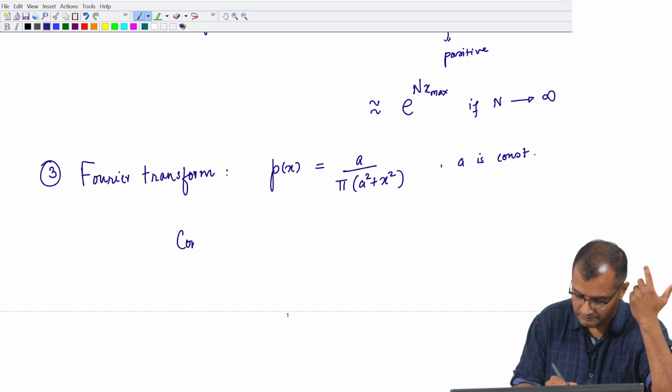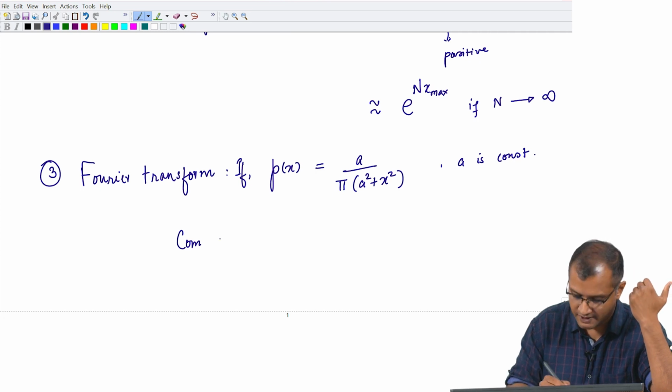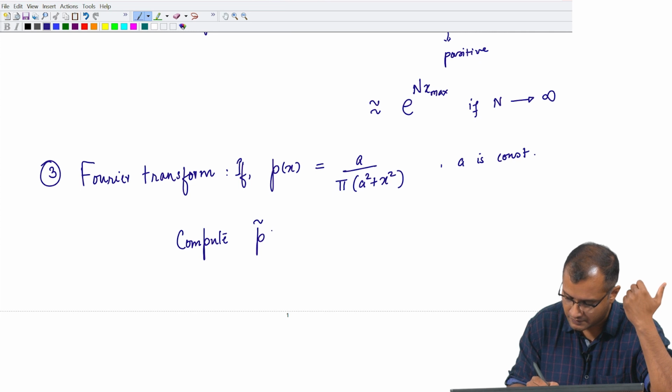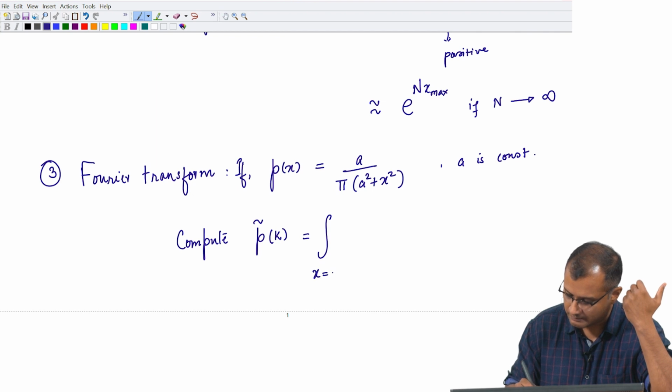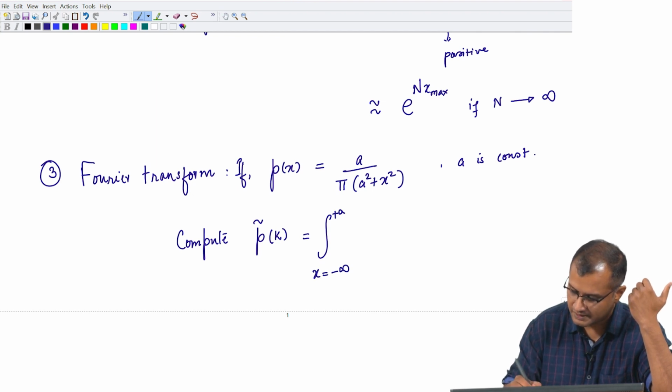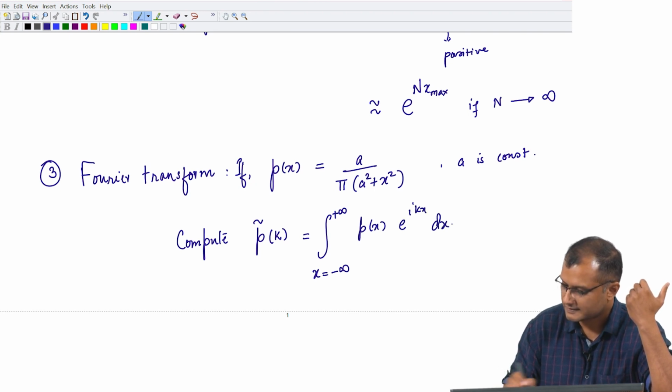So, let us say our function is defined as p of x. So, we will compute the Fourier transform of this function, which is defined as the integral with x going from minus infinity to plus infinity of p of x e to the power i k x dx.